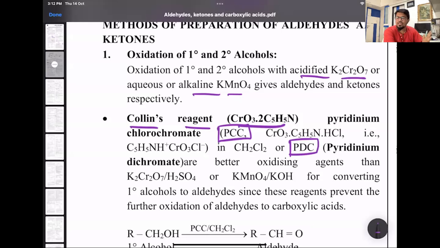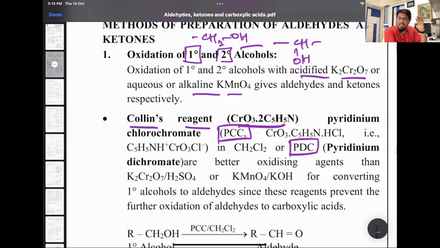These two are mild oxidizing agents. They only liberate one nascent oxygen and oxidize the primary or the secondary alcohol to the respective aldehydes or ketones. Primary alcohols, that is CH2OH. So remember, whenever I talk about a primary alcohol, the characteristic functional group is CH2OH. And whenever I talk about a secondary alcohol, the characteristic group is CHOH. So a primary alcohol gets oxidized to an aldehyde, a secondary alcohol gets oxidized to a ketone. But in the exam, if I use acidified potassium dichromate or alkaline KMnO4 or acidified KMnO4, the reaction will not stop at aldehydes.